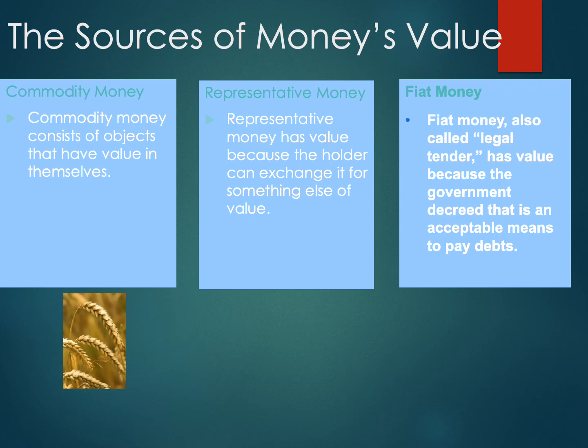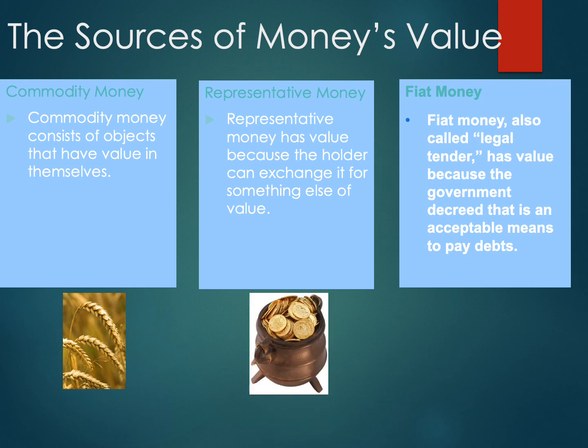Are there examples of these three? Well, for commodity money, we could talk about something like grain. Throughout history, grain, which obviously has value because people can eat it, could be used to exchange between buyers and sellers because of what it can be used for. It is a commodity.